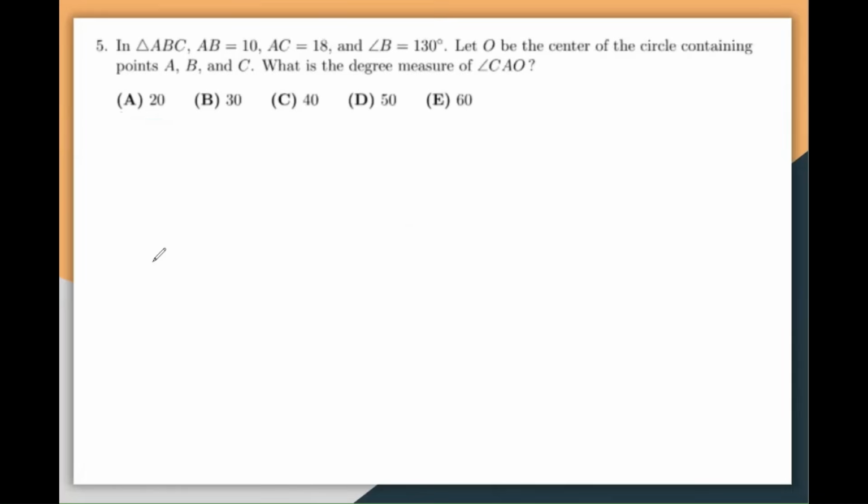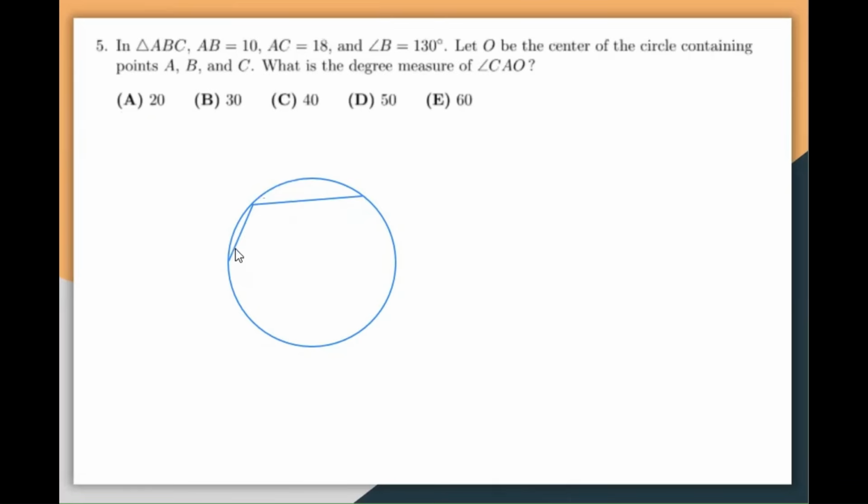And number 5, in a triangle, AB is given, AC is given, B is 130 degrees, and O is the center of the circle containing the points ABC, which means a circle. Okay, and we want to find the angle CAO. Okay, let's draw a circle. And then there's 130 degrees, so maybe it should be a bit obtuse. I will say it might be like that.